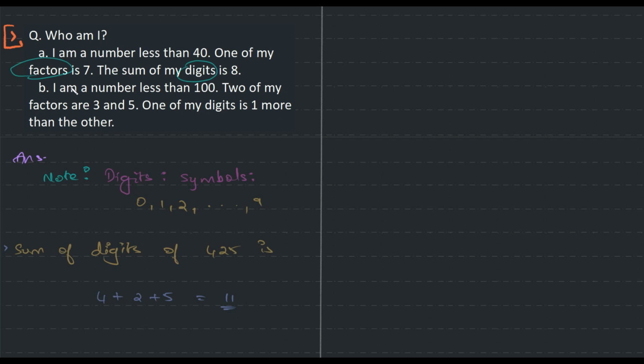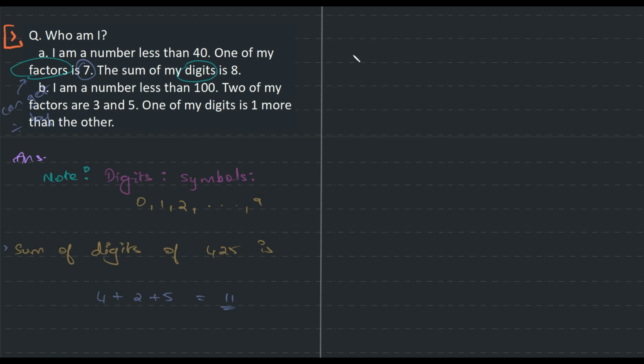And factor, you know, factor is nothing but a number which can divide the given number. One of my factors is 7. We don't know what the number is, but it can get divided by 7.